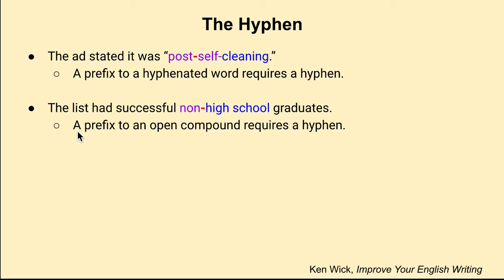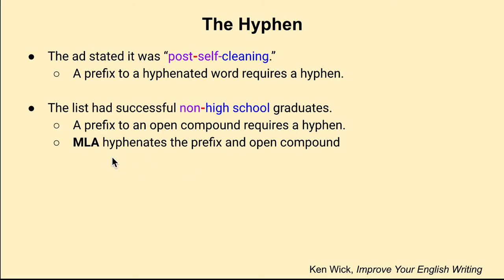So for clarity, a prefix to an open compound requires a hyphen. The open compound here is high school. This is considered an open compound. So when you have an open compound, you attach the prefix, which is non, with a hyphen. Just a note that the MLA hyphenates their prefix and the open compound, so it would look like this: the non-high school graduates. So that's how the MLA would actually write this.